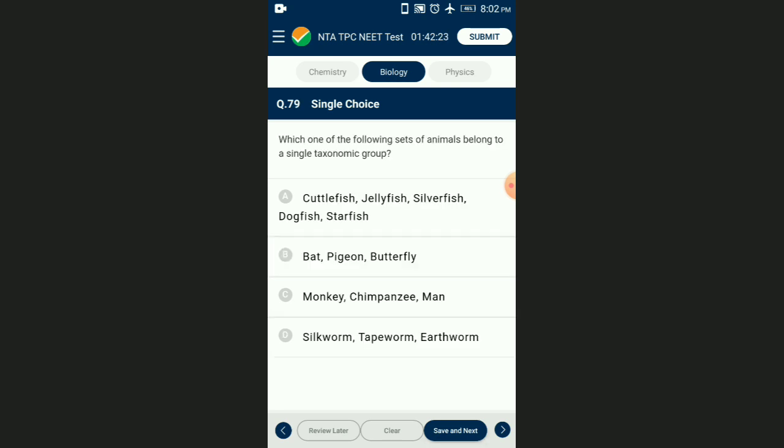Question number 79. Which one of the following sets of animals belong to single taxonomic group? Taxonomy is the science of classifying organisms to construct internationally shared classification system in which each organism is placed into more and more inclusive groupings. Here, monkey, chimpanzee and man are put together in a single taxonomic group. So the answer for this question is option C.